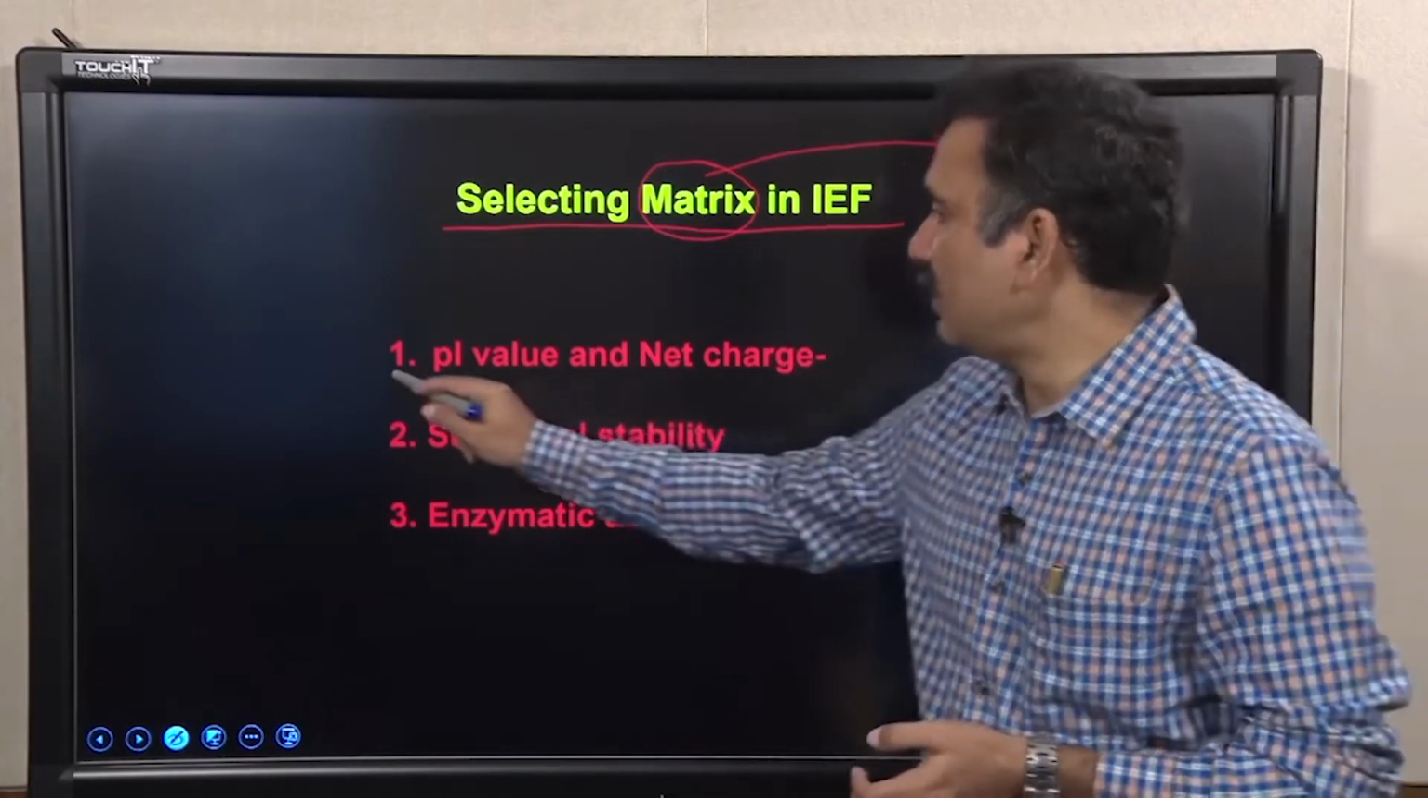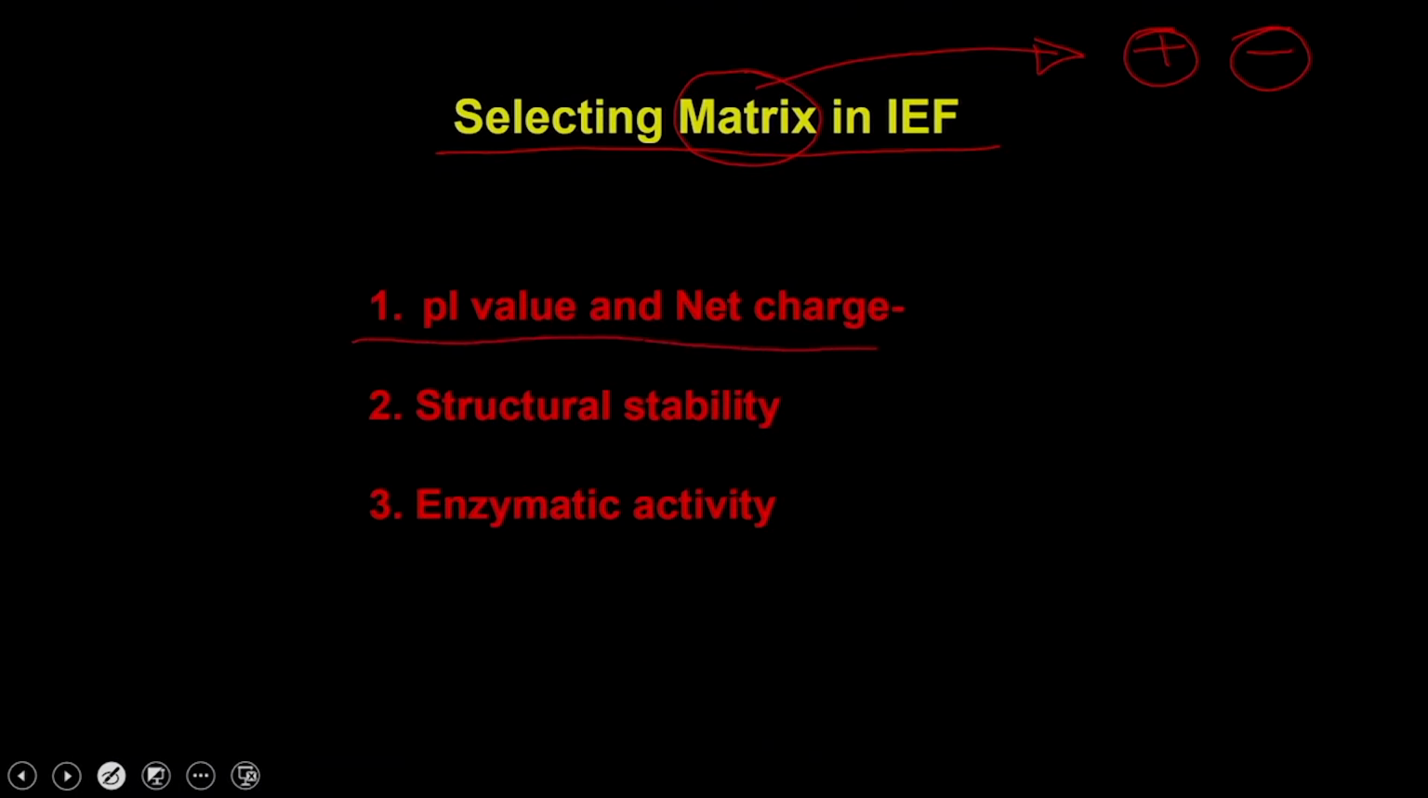So, the first thing you have to know if you would like to purify or select the matrix is what the isoelectric point of the protein will be, and what the net charge will be at a particular pH, because only then will you be able to decide whether your protein is going to have a positive charge or a negative charge.